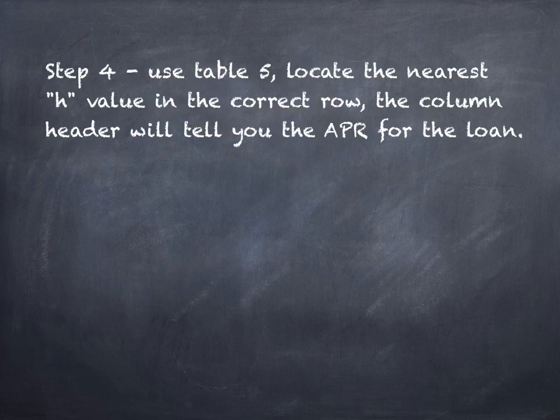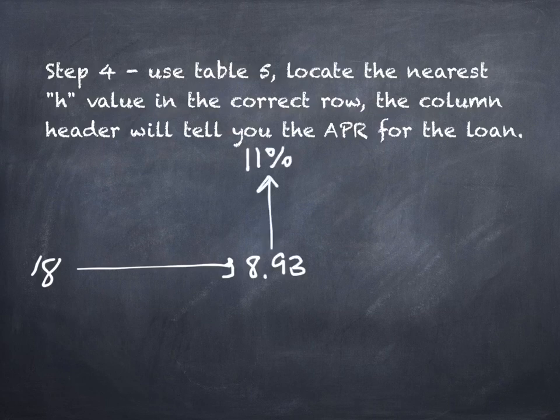8.93. Yes. 8.93 is closer than 9.35, right? So 8.93, and then take your 8.93 and go straight up. What column are you in as the interest rate? 11%. Okay? So visually, we did something like this. We went to the 18. We went over. We found, you don't have to write this down on your paper, just as a reference for your homework or your notes, I'm going to write it in here. We found 8.93, and then we went up. We saw that this was 11%. Okay? So that is the interest rate.